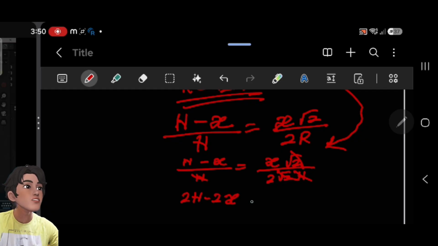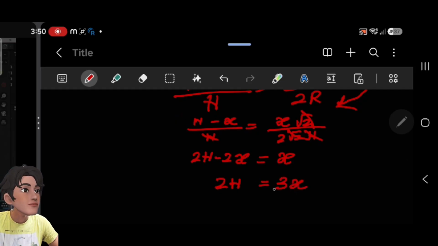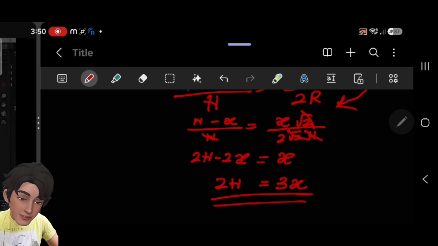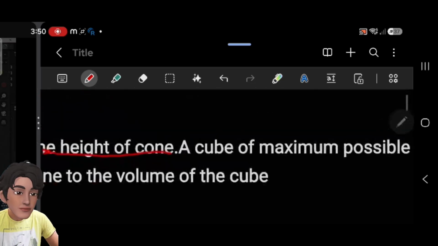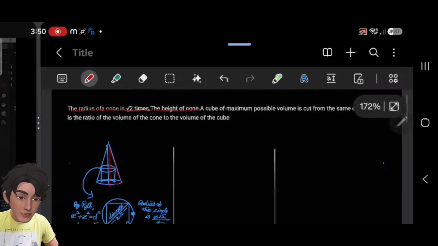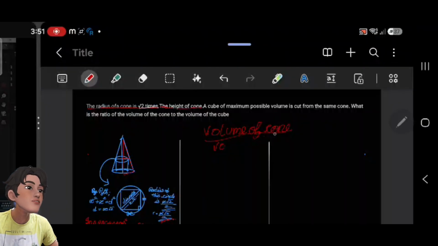Now through cross multiplication we are getting 2h minus 2x is equal to x. Now segregating the variables, we are getting 2 times the height is equal to 3 times the side of the cube. Now in the question, it's asking for the ratio between the volume of the cone and the volume of the cube. Therefore, the required answer would be volume of the cone divided by volume of the cube.